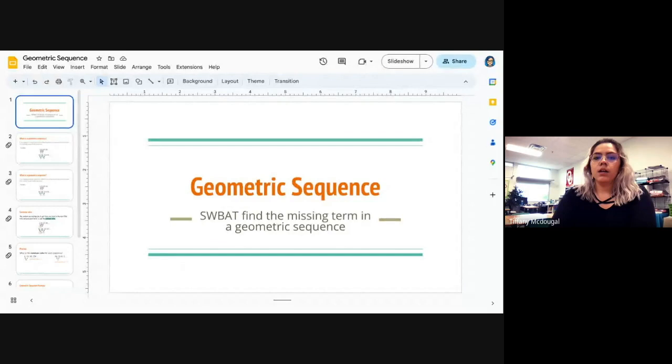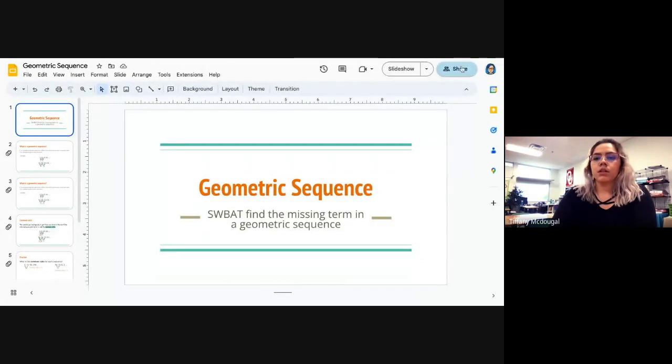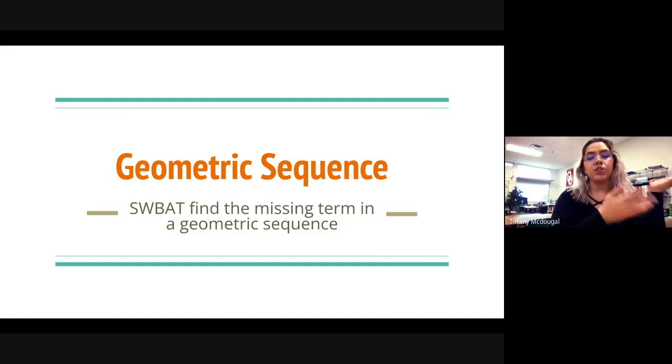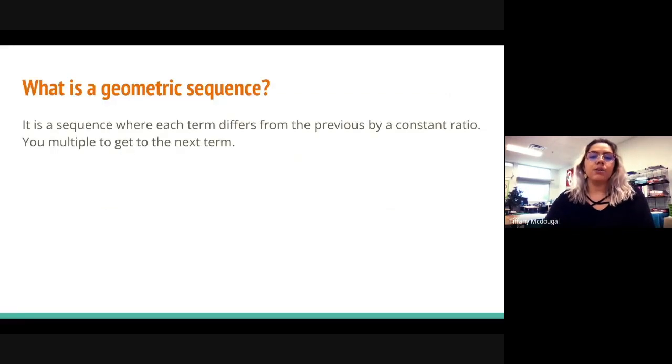So jumping in today, like I said, don't forget to write your objective. We're going to be talking about geometric sequences. So we talked about arithmetic sequences, and now we're moving on to a different type of sequence, a geometric sequence. And our goal is to be able to find the missing term in that geometric sequence.